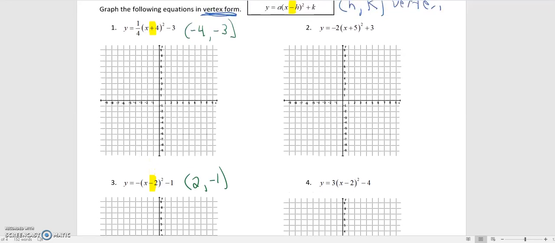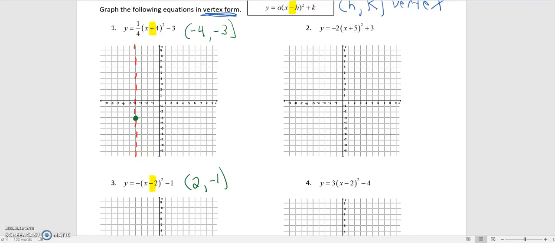So if I go back up to the first one, we're at -4, -3. So go to -4 down to -3. There's my vertex. It doesn't say anything about labeling, so don't really worry about that. You can be consciously thinking about where is the axis of symmetry. So in this case, I'm just going to draw it in because we will use it later. I'm going to go ahead and put in that axis of symmetry.